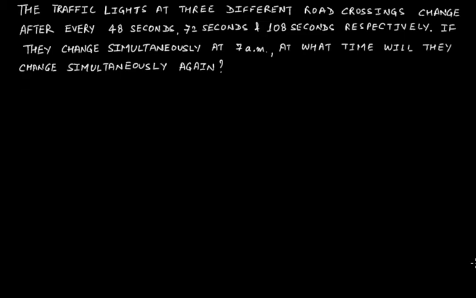Here we have another word problem related to least common multiple, and the question is: the traffic lights at 3 different road crossings change after every 48 seconds. So after every 48 seconds the traffic light at crossing 1 changes, and at every 72 seconds the traffic light at crossing 2 changes, and at every 108 seconds the traffic light at crossing 3 changes.